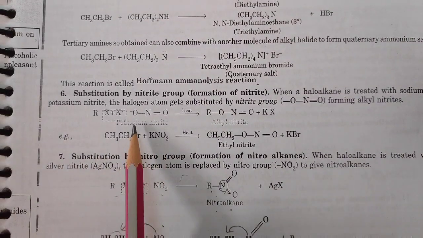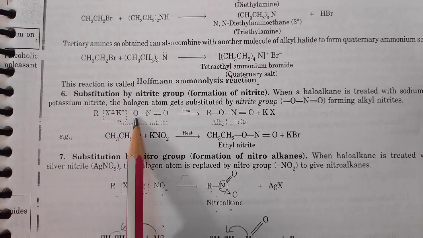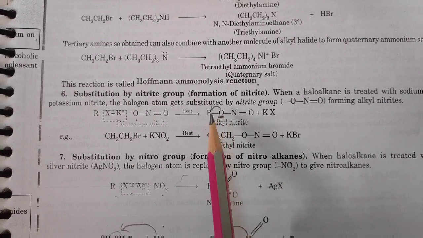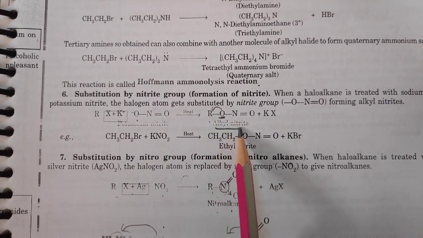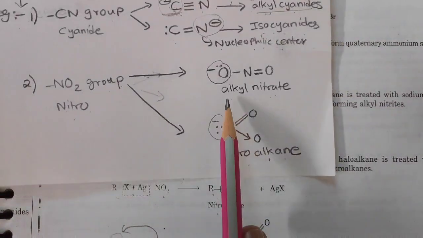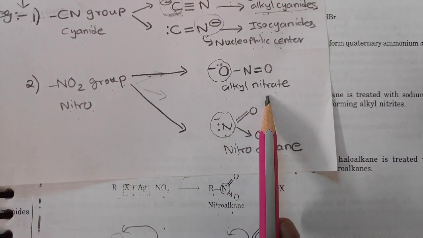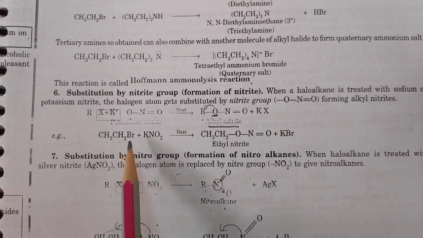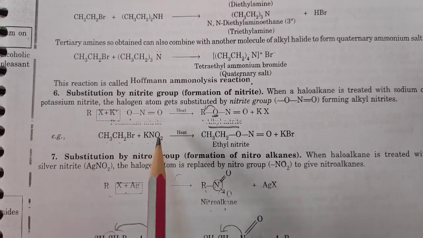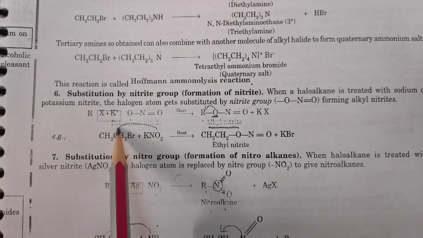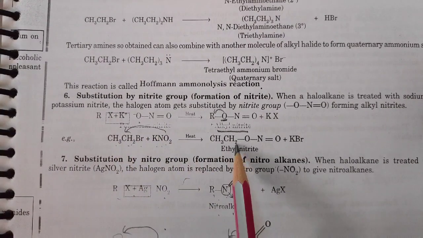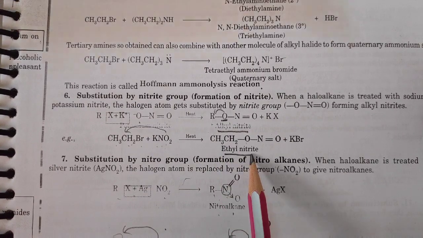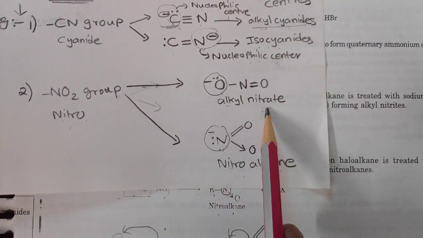if it attacks through oxygen, can you see here, right? So if it attacks through oxygen, oxygen will get attached to the alkyl group, and you will see alkyl nitrite. That is what you have seen here, alkyl nitrite, if it attacks through oxygen. Now in this case, CH3CH2Br plus KNO2. So who will get attached? You will see here the oxygen will get attached to the CH2 group. You can see here oxygen is attached to the CH2 group, right? That's why it is called ethyl nitrite, what we call alkyl nitrite.